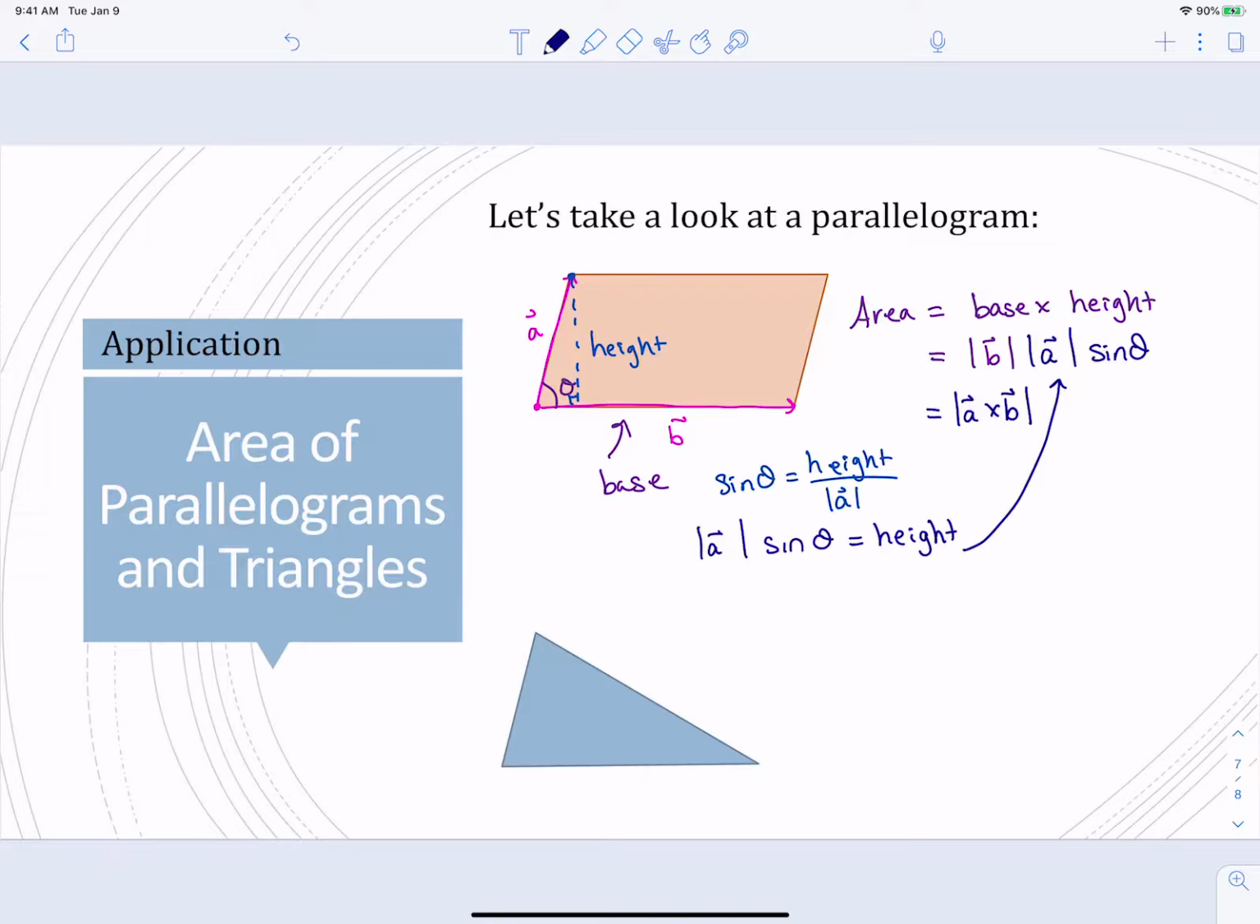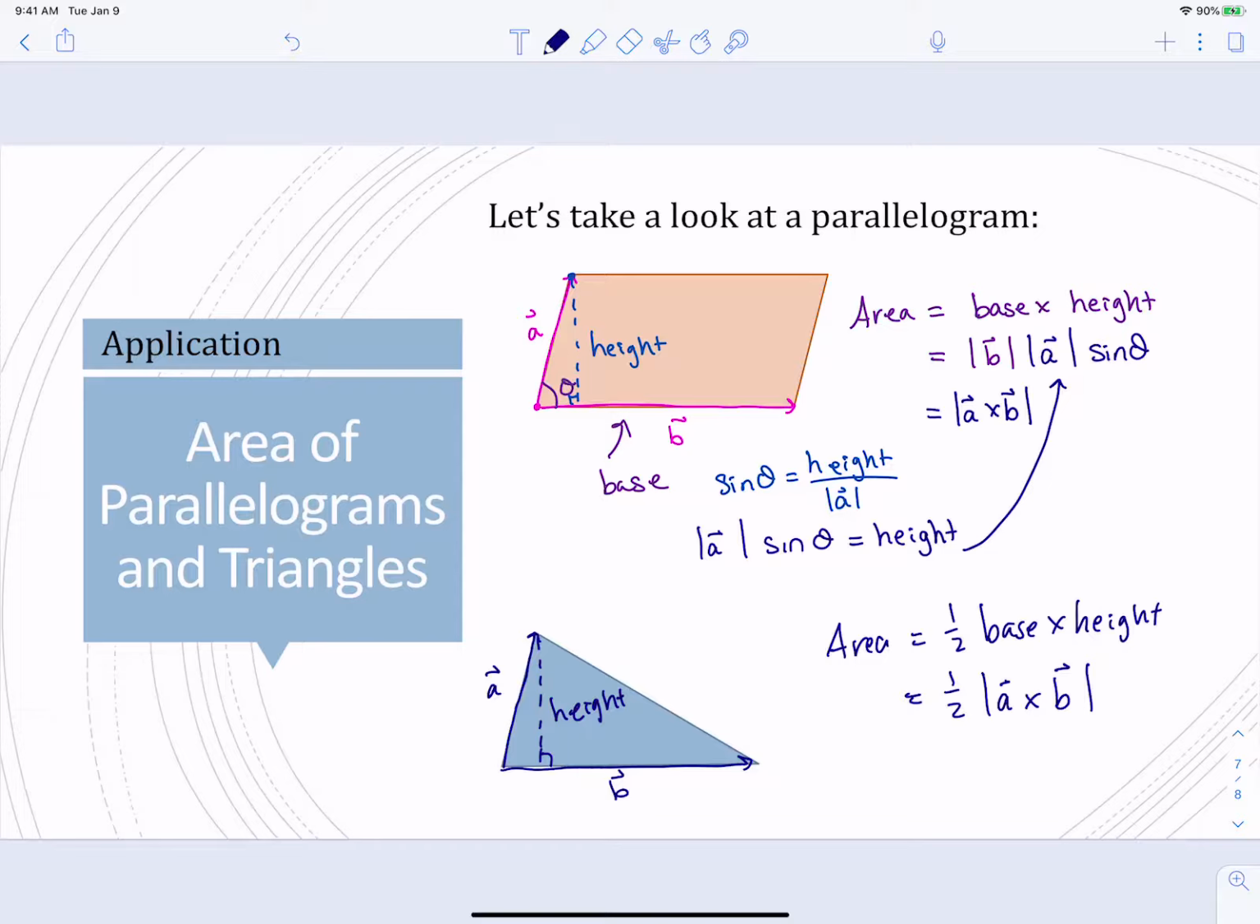And then from this parallelogram, I drew a triangle because we can extend this really quickly if we've got vectors A and B. And remember, with a triangle, the area is equal to 1/2 the base times the height. Well, we could go through the exact same process, and this is just going to be 1/2 of the magnitude of the cross product. So very cool.